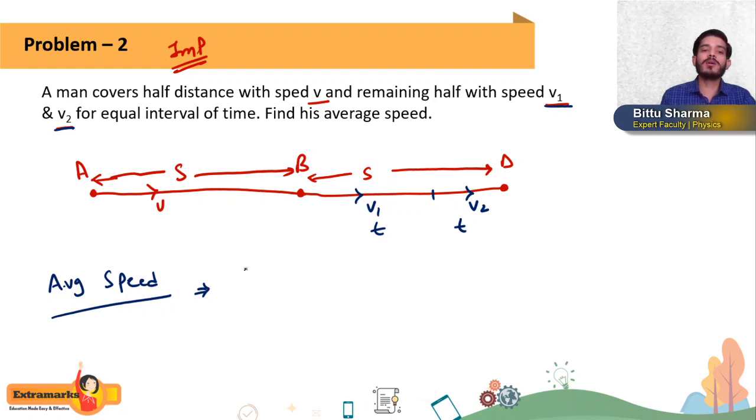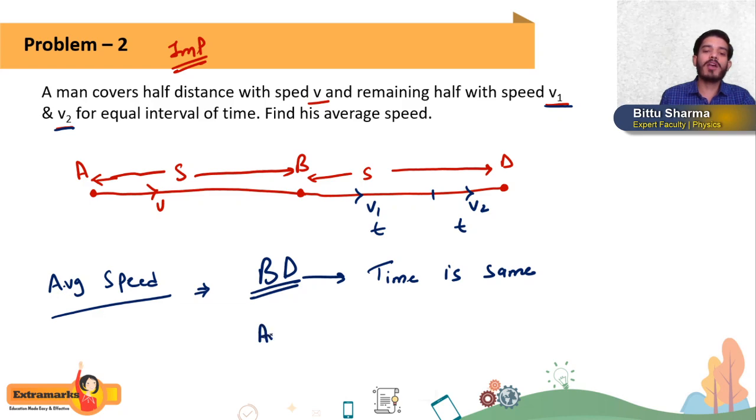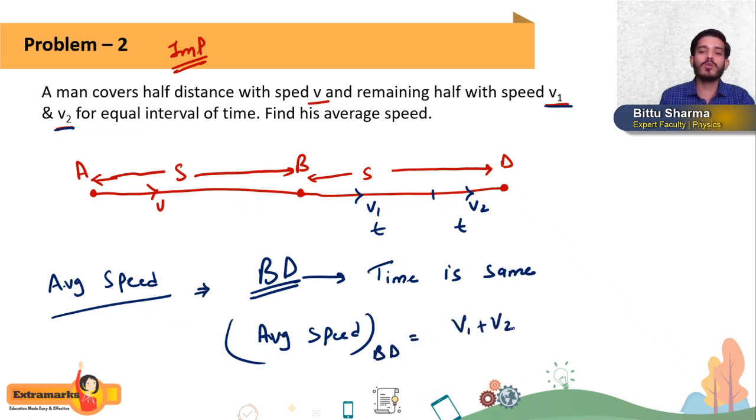So first you consider motion BD. Yes or no? BD motion we are considering. So in BD you can see, students, from B to D, time is the same. If time is the same, then average speed is what? Average speed in BD will be equal to V1 plus V2 divided by 2. I hope you are getting it. Now we got the average speed from B to D.